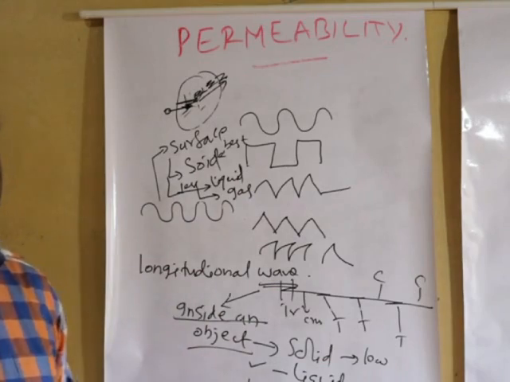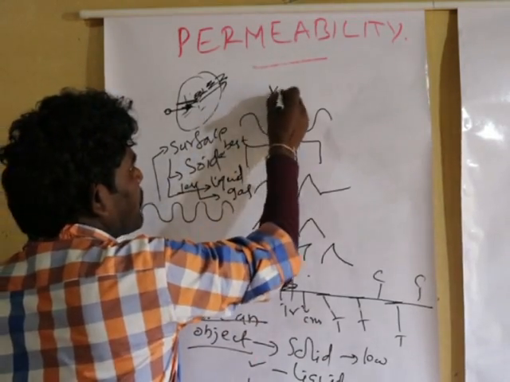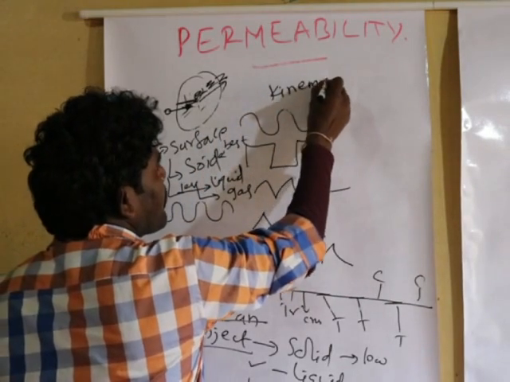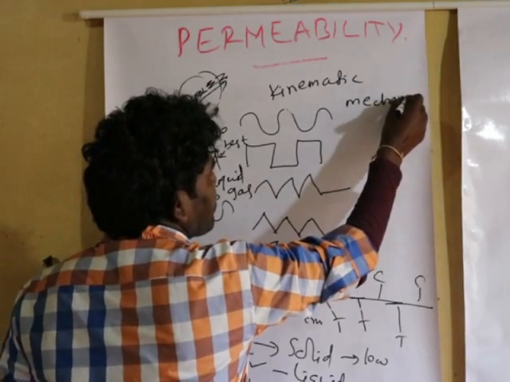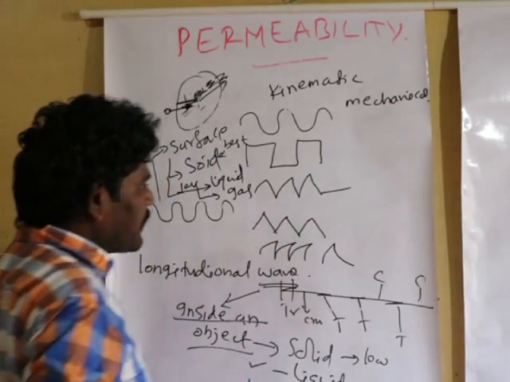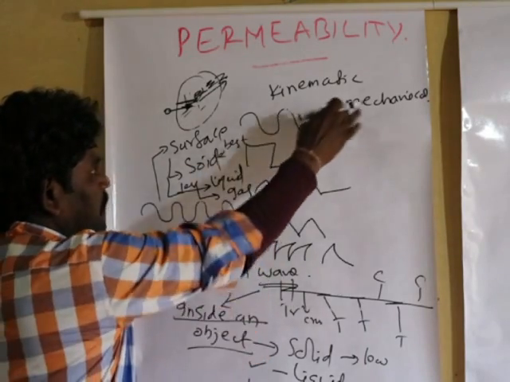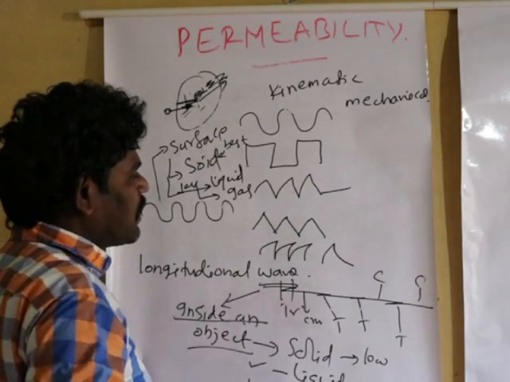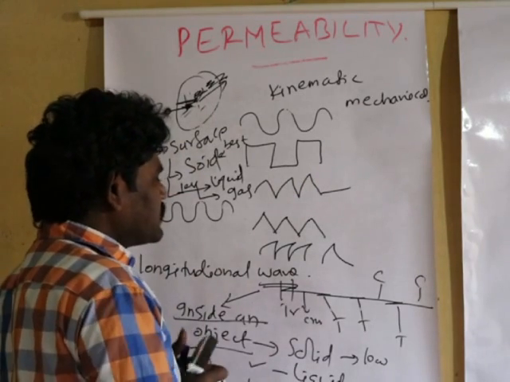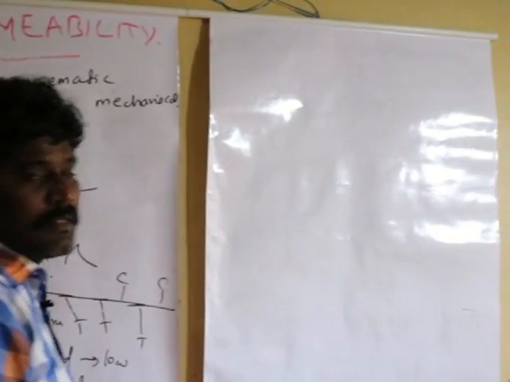In the kinematic aspects, these are about to be called kinematic. Kinematic means mechanical. In the case of mechanical, the signal can be propagated as a harmonic on the surface, or as crest and trough inside an object.